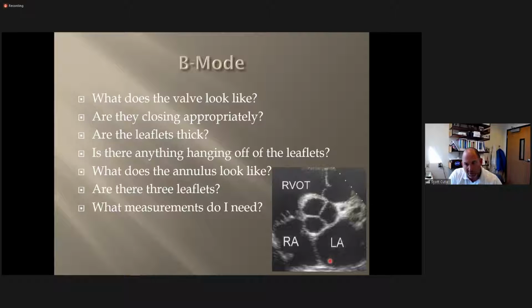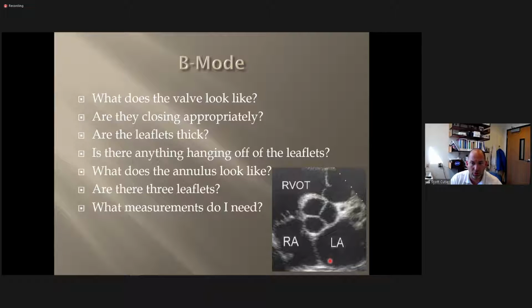Okay, so first of all, with B mode, so we take our B mode scan and we want to know, what does the valve look like? So we already talked about, is it thin, pliable leaflets? Do they open freely and completely? Do they close appropriately? Are the leaflets thickened? Is there anything hanging off the leaflets or attached to it? What does the annulus look like? Is it thickened? Is it normal appearing? Are there 3 leaflets? And what measurements do I need to take?